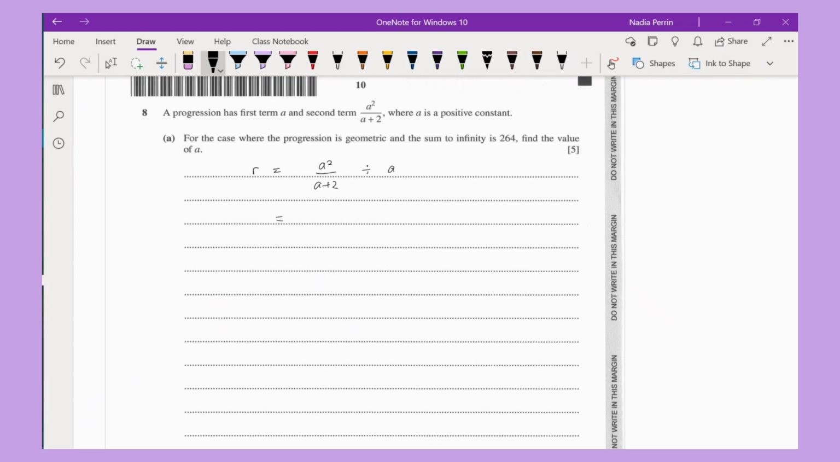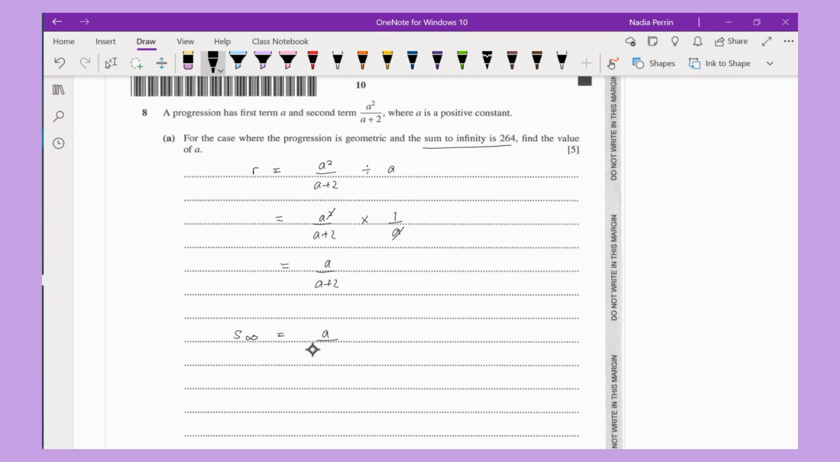Now, if you don't like having a fraction divided by something, that is cool because most people aren't. So remember, we can just times by 1 over it to help us with that. And then hopefully from there you can see that 1 cancels out with that 1. So we've just got a on the top over a plus 2. So that is a slightly simpler version of r, still pretty hideous. We can then use the next piece of information, which is that the sum to infinity is equal to 264.